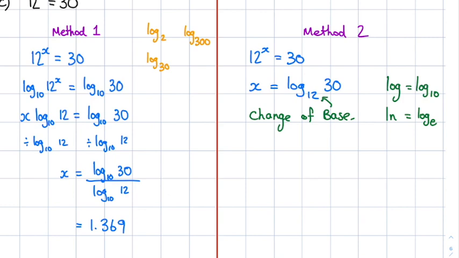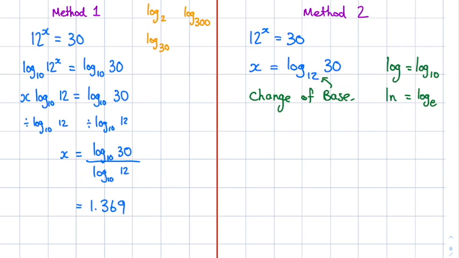With change of base, the way that that works is, because 12 is our base, it becomes our denominator, and 30 comes in our numerator. And what we literally do is we choose a log that's on our calculator.